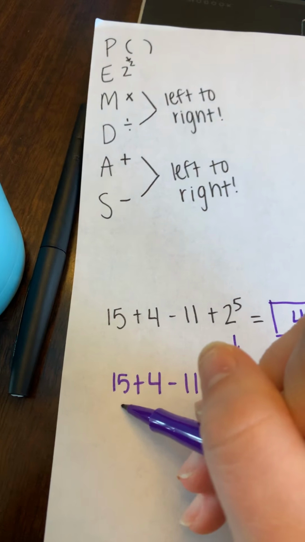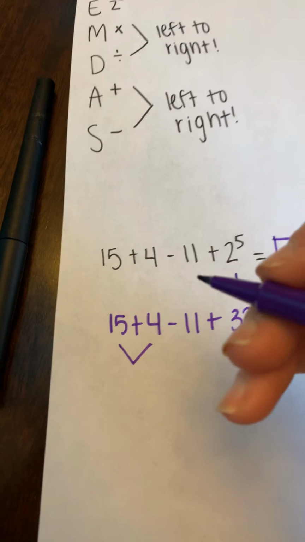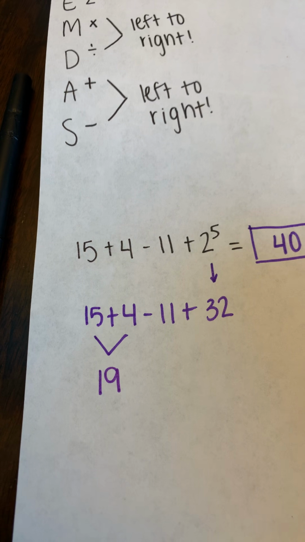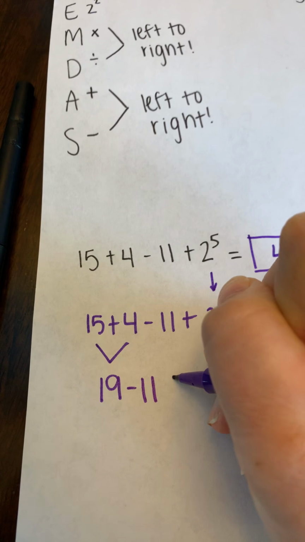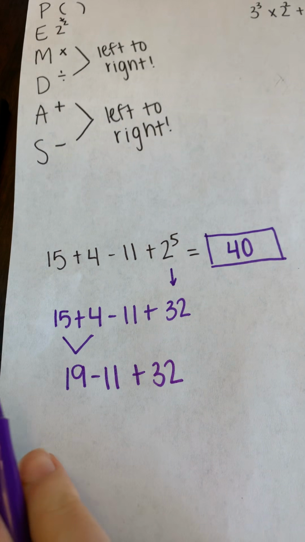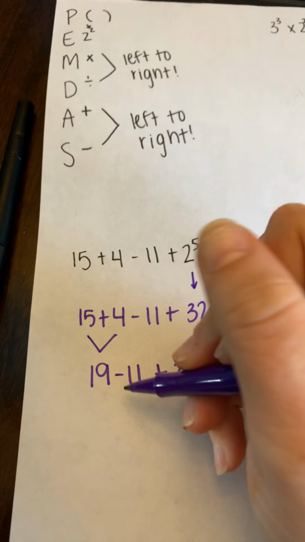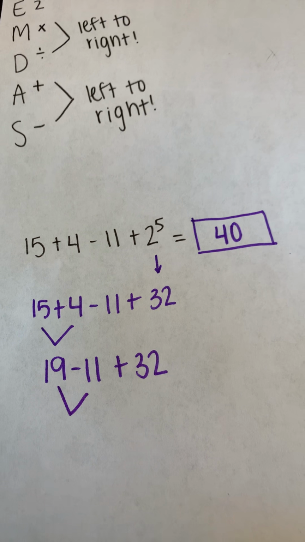I first see an addition problem, 15 plus 4. 15 plus 4 is 19. If I didn't know that, I could just plug it into my calculator. So I have 19 minus 11 plus 32. Now again, I'm going to go from left to right. I'm going to see what I hit first. If I start on the left, I hit 19 minus 11. That's what I need to do next.